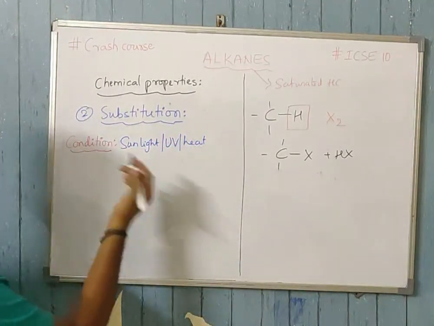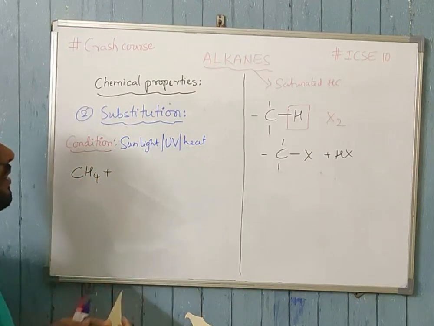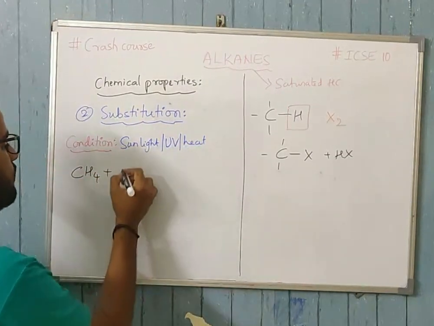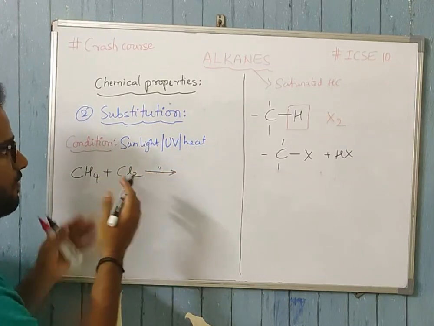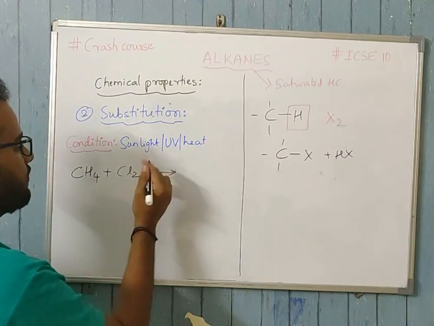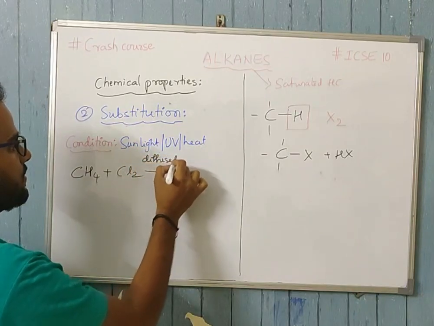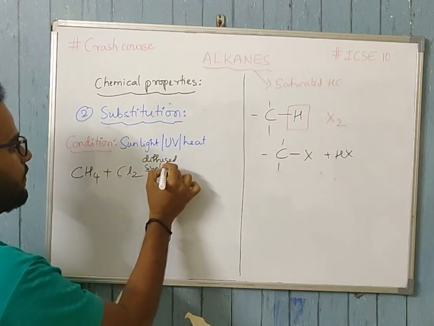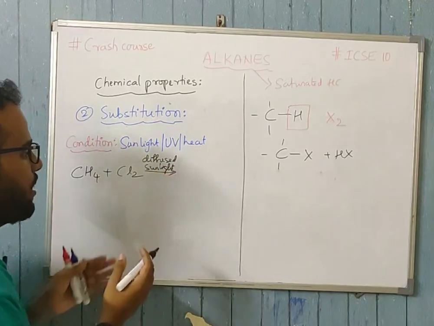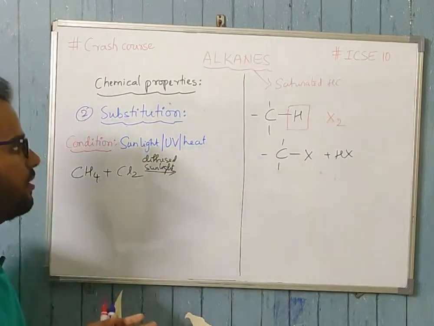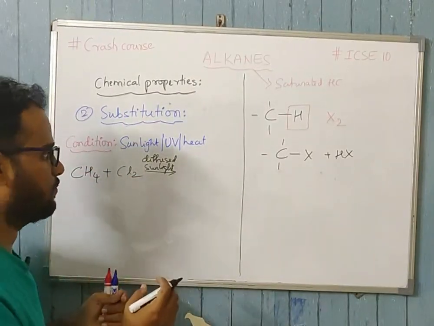Talking about methane first. Methane plus chlorine, Cl2, under any of these conditions. Any one you have to write. Whenever writing sunlight, write diffused sunlight, which means not direct sunlight. We reduce the intensity of the sunlight by using some filters. That's called diffused sunlight.